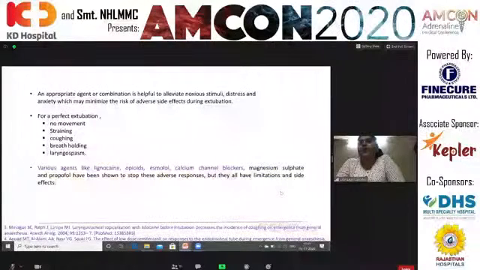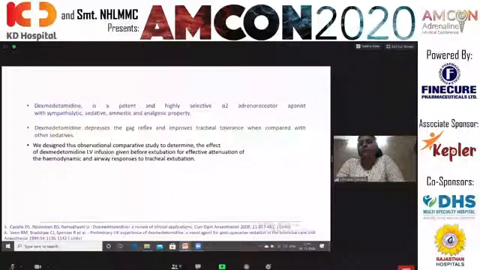An appropriate agent or combination is helpful to alleviate the noxious stimuli, distress, and anxiety, which may minimize the risk of adverse side effects during extubation. But for a perfect extubation, there should be no movement, no straining, no coughing, no breath holding, and no laryngospasm. Various agents like lignocaine, opioid, esmolol, calcium channel blocker, magnesium sulfate, and propofol have been shown to stop the adverse responses, but they all have limitations and side effects.